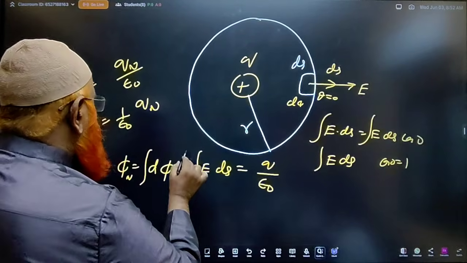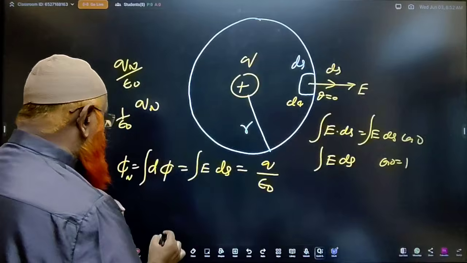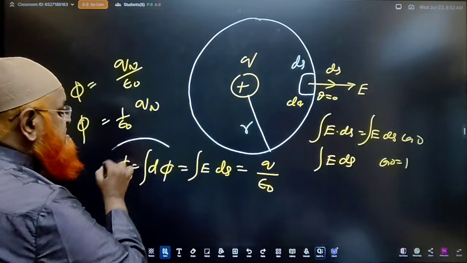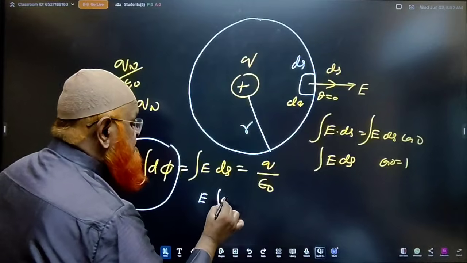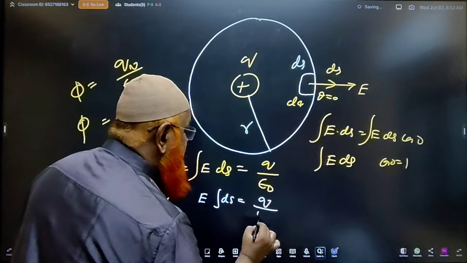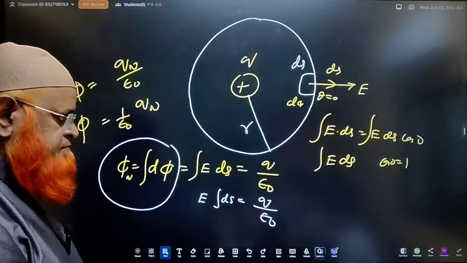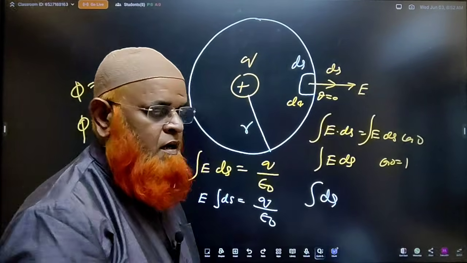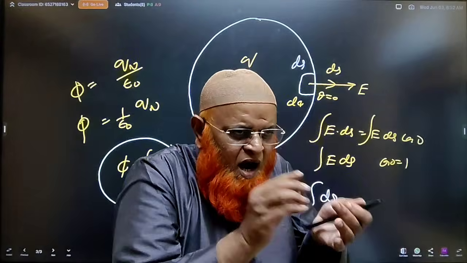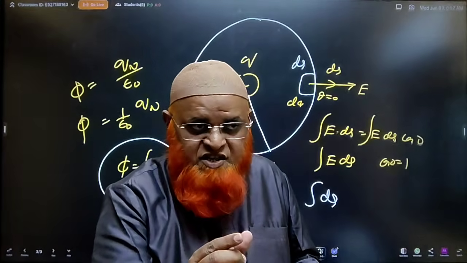Okay, so you forget about this part now because I want to find only the electric field intensity. So E is constant. The integration of ds is nothing but q by epsilon naught. What is this? Q by epsilon naught. Then what is the integration of ds? If you take a small part of a total surface, that is called differentiation.